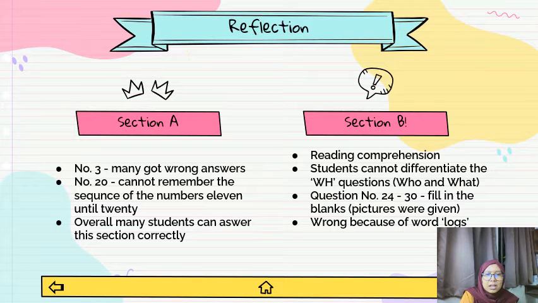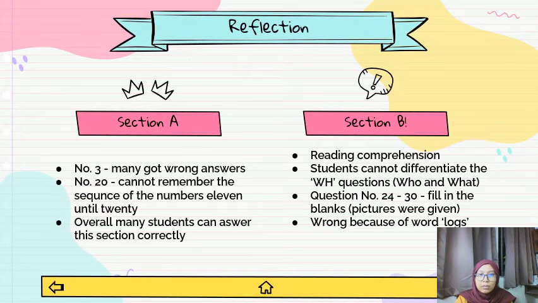And then next, overall, all in all, many students can answer this section correctly. What I mean here is, even though there are a few questions that the students got wrong, most of them got many correct answers instead of incorrect ones.